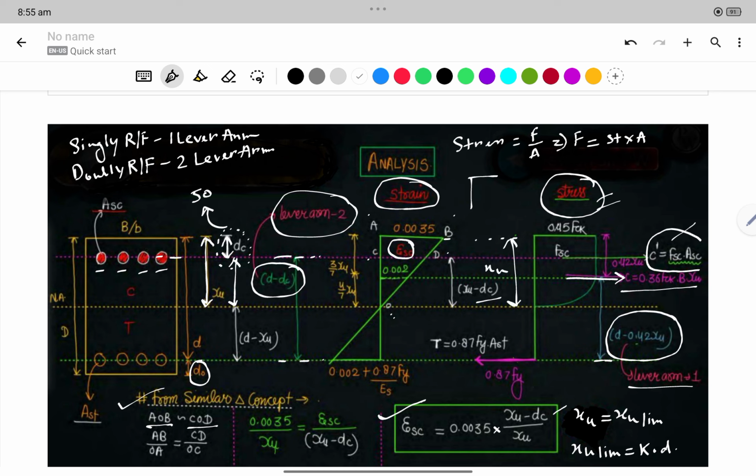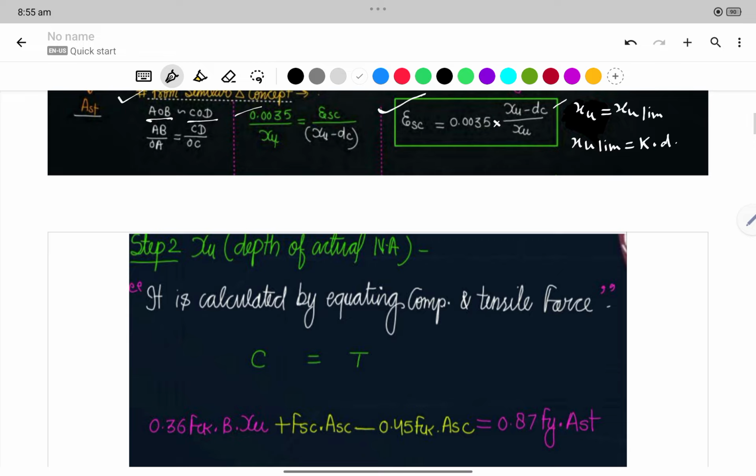So here you can see this AB is equal to 0.0035 divided by XU, it is totally XU, which is equal to epsilon SC. This one is epsilon SC divided by XU minus DC. This small part is XU minus DC. From this we can derive the formula of stress in steel.